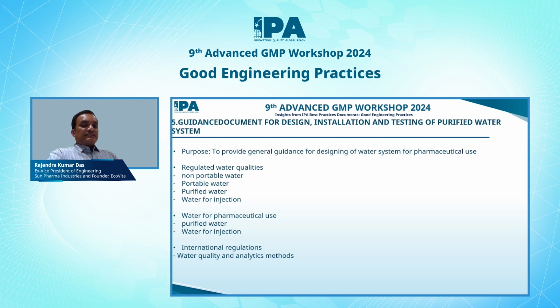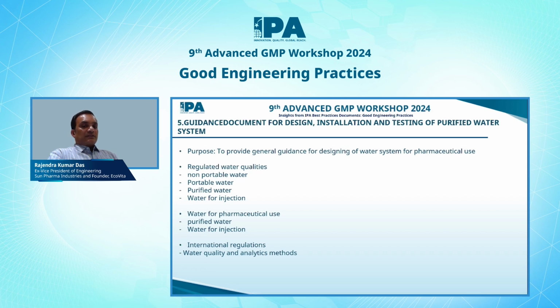Similarly, coming to the water system, next to HVAC, water is another very critical utility for manufacturing. When it comes to injectables, it even becomes like a raw material for us. So in this document, starting from potable water till water for injection, all these steps and requirements are described, including what design criteria need to be considered and what key factors need to be considered, discussed in this document in detail.